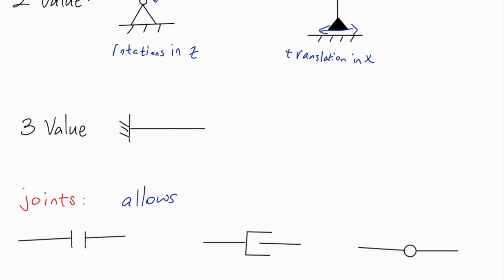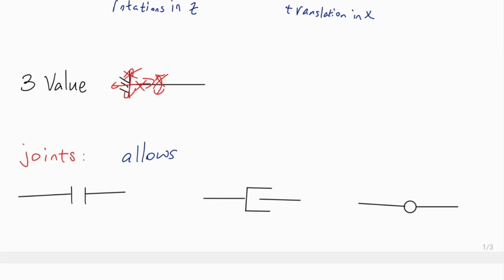Lastly, we come to three-valence supports. Three-valence supports are another very important thing. This is known as a clamp, and this restricts everything. So this bar right now cannot move at all. There's no movement. None of this is allowed. Perfect. And now we go on to joints.